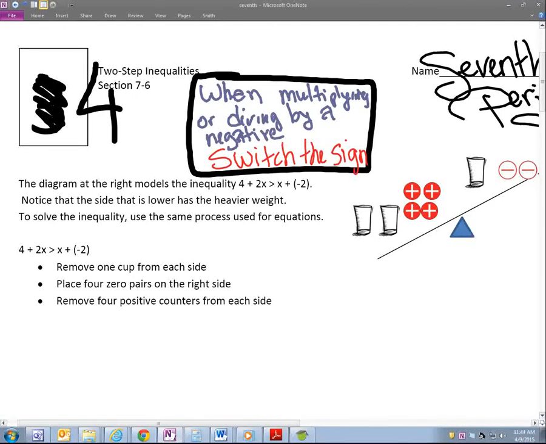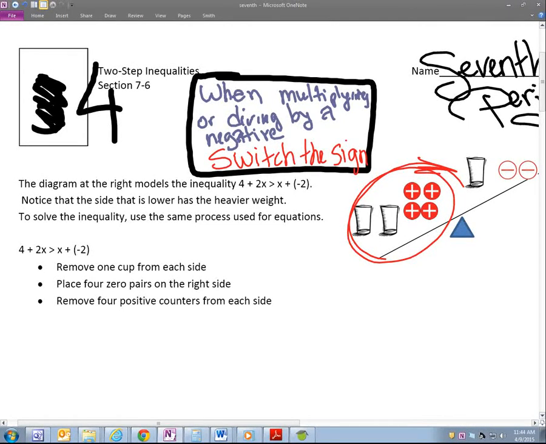The diagram at the right models the inequality 4 plus 2x is greater than x plus negative 2. Notice that the side on the right is lower. The side that is lower is heavier weight. So this here is the 2x plus 4. Do you agree with our mats that we've been using? Yeah? That part is heavier. That's why it's considered greater than.